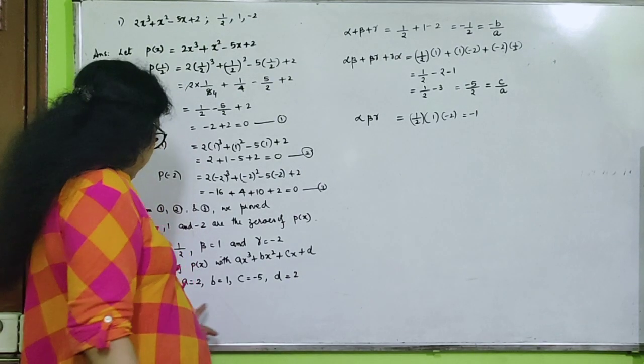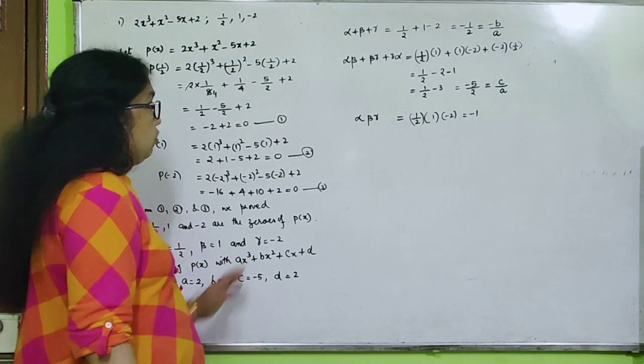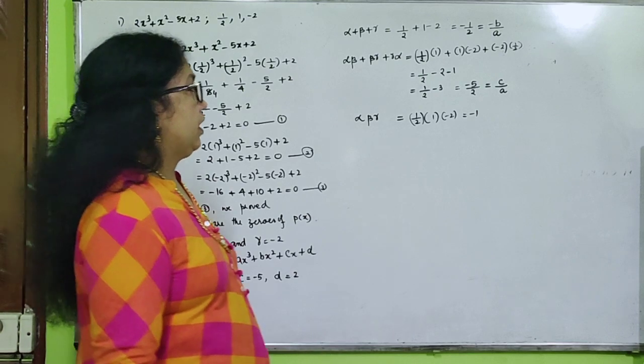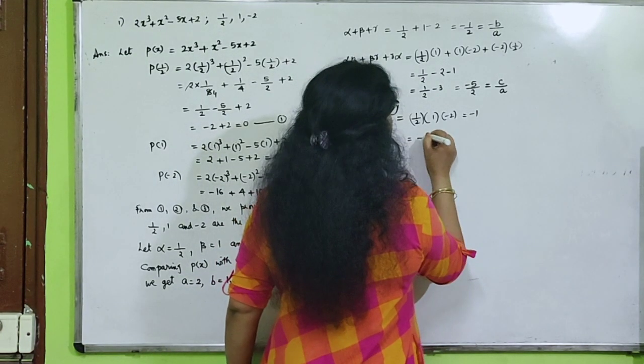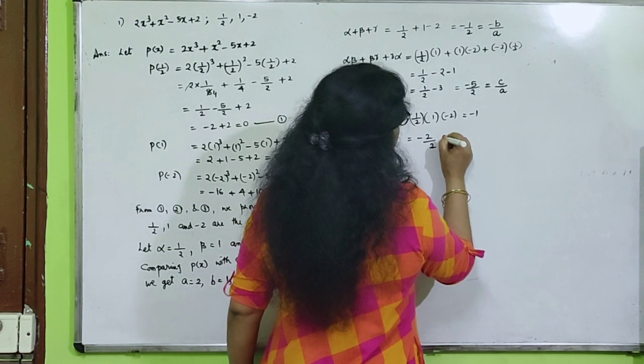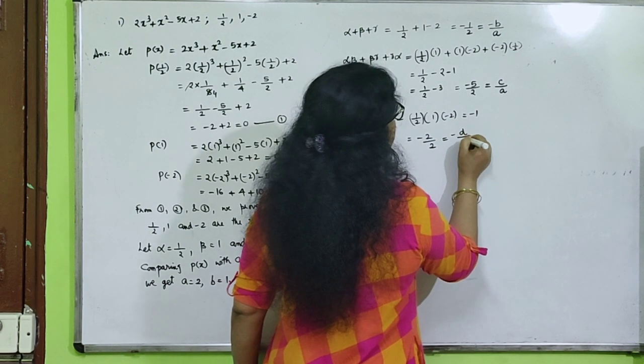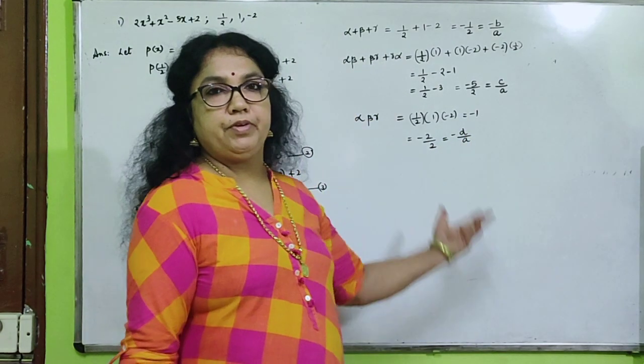Minus b by a. What is d? 2. What is a? 2. So, instead of minus 1, we have to write what? Minus of 2 upon 2. That is equal to minus d by a. So, that is also true. So, verification finished.